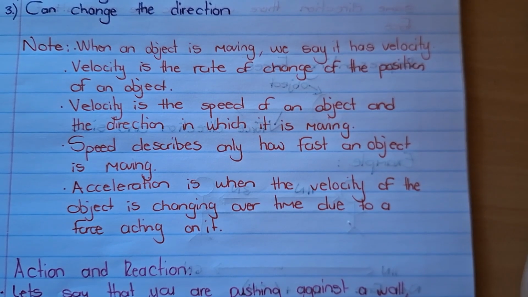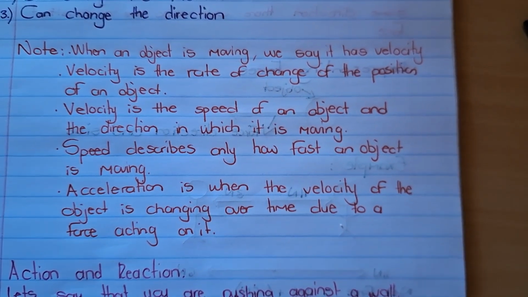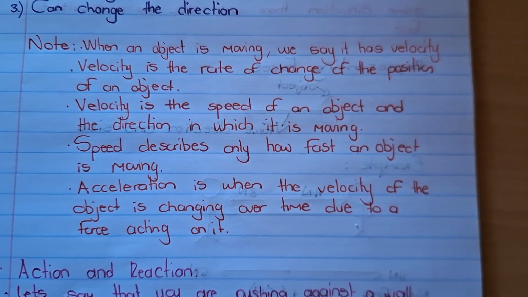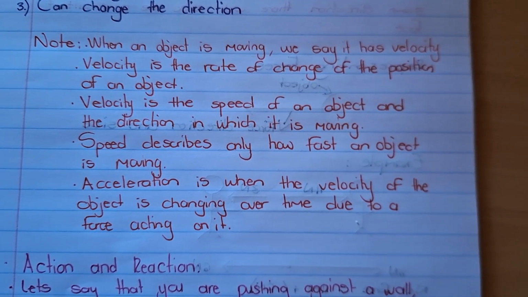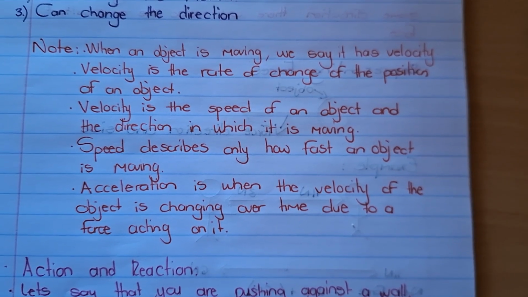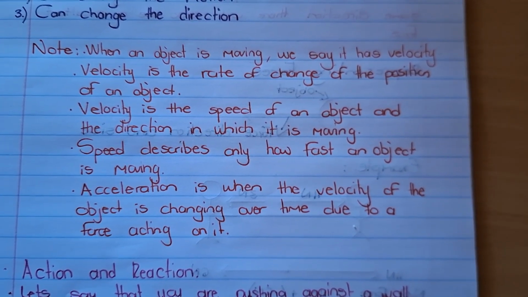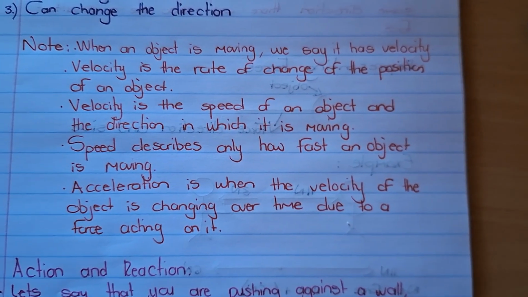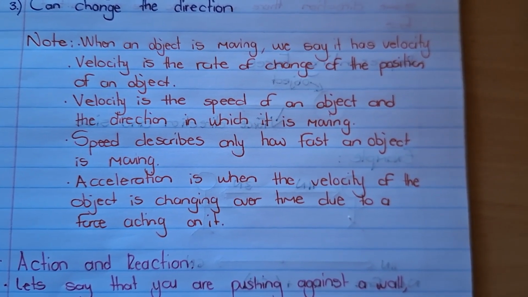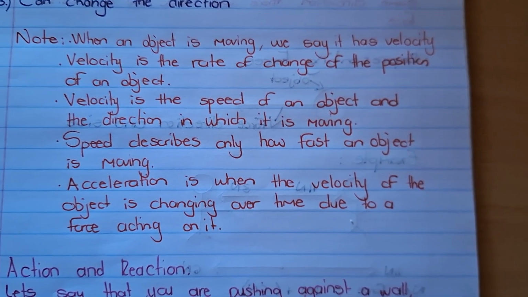Speed is basically how fast something is going. But velocity is speed and the direction that it is going in. Let's say it's going south at, I don't know, 90 kilometers per hour. That is velocity. Whereas speed would just be 90 kilometers per hour. Velocity is speed and the direction in which the object is moving.